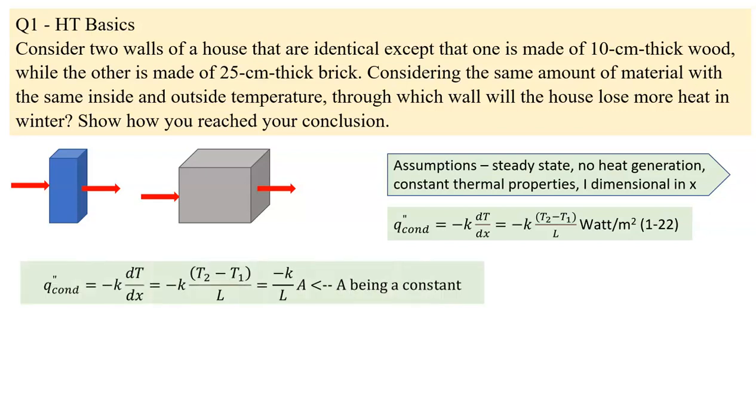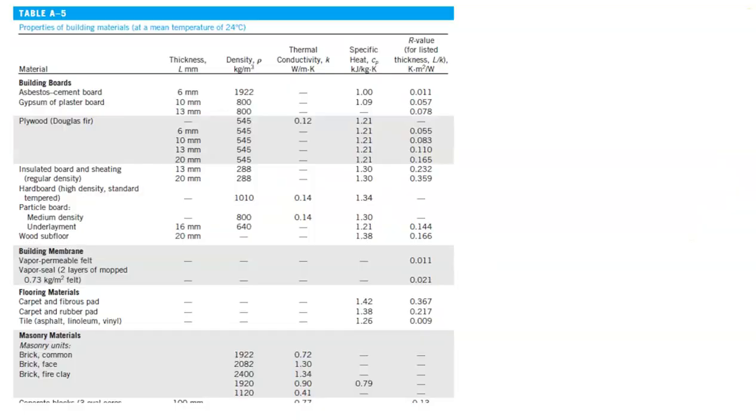In this case, you can let T2 minus T1 be a constant because it's not changing for both cases. So the only thing different is the k over L between the brick and the wood. So you would have gone to the appendix to search for the thermal conductivity, and don't just pick the first thing that you see. Plywood is not the type of wall.